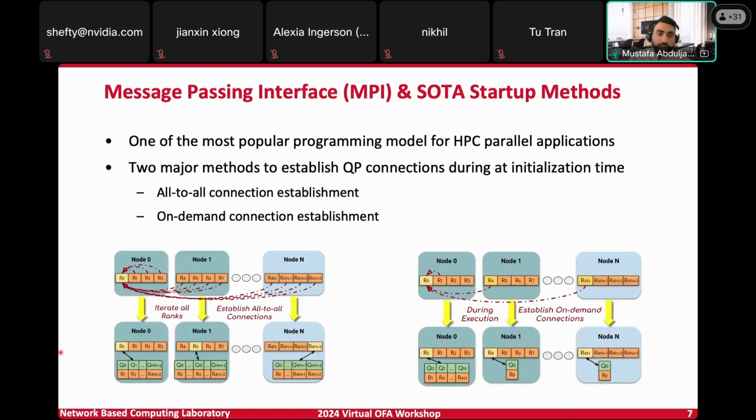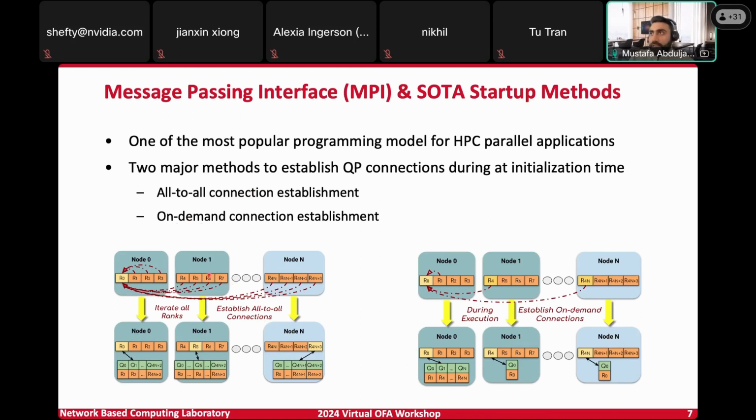As I noted before, these optimizations are incorporated in MPI libraries. So I assume that we know that MPI is a popular programming model for parallel HPC applications to support distributed scale-out communication. And for MPI, there are two major yet intuitive connection establishment schemes for RDMA communication. These are the all-to-all connection establishment and the on-demand connection establishment.